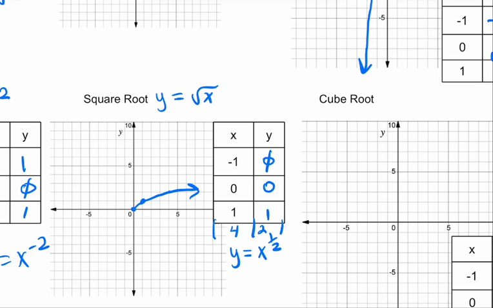It is undefined over here. There are no negatives that make it work. So it starts at 0, swooshes over. Swoosh to the right, I call it. The swoosh to the right. So that is our square root.